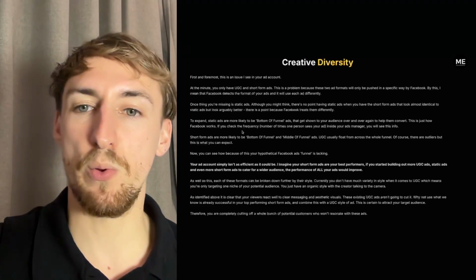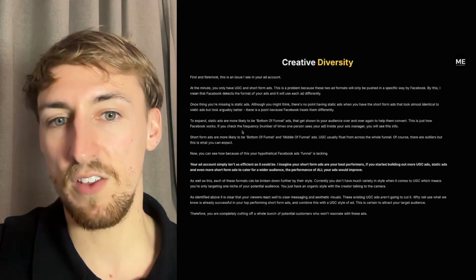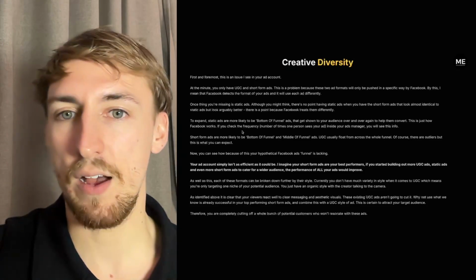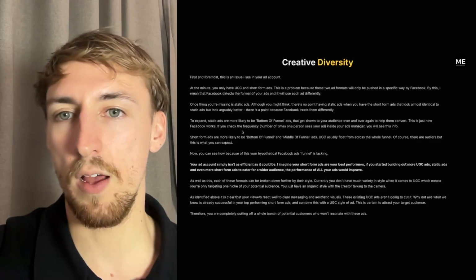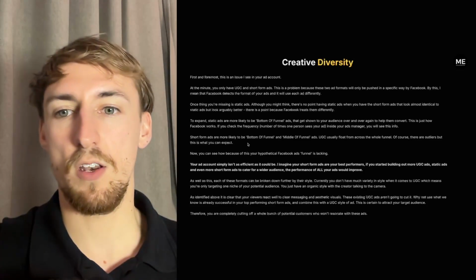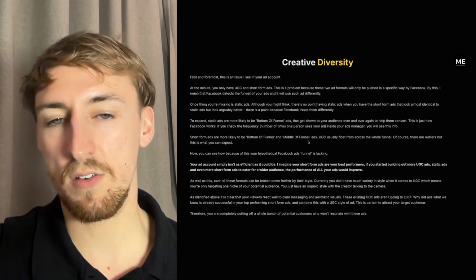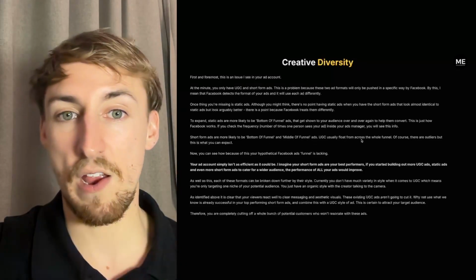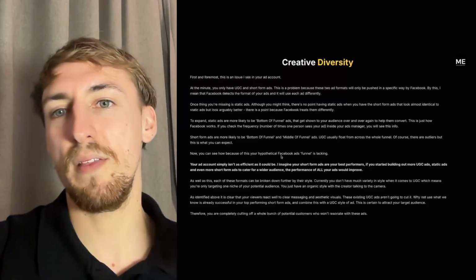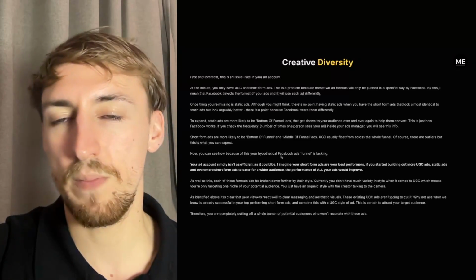If you check the frequency, the number of times that one person sees your ad inside your ads manager, you will see this. Static ads tend to have, and short form ads tend to have higher frequencies, and they get shown to people over and over again. So short form ads are likely to be bottom of funnel and middle of funnel ads. UGC usually floats across everything really. Of course, there's outliers, but this is what you can expect. And that doesn't mean that UGC ads can't convert someone. That's not what I'm saying.